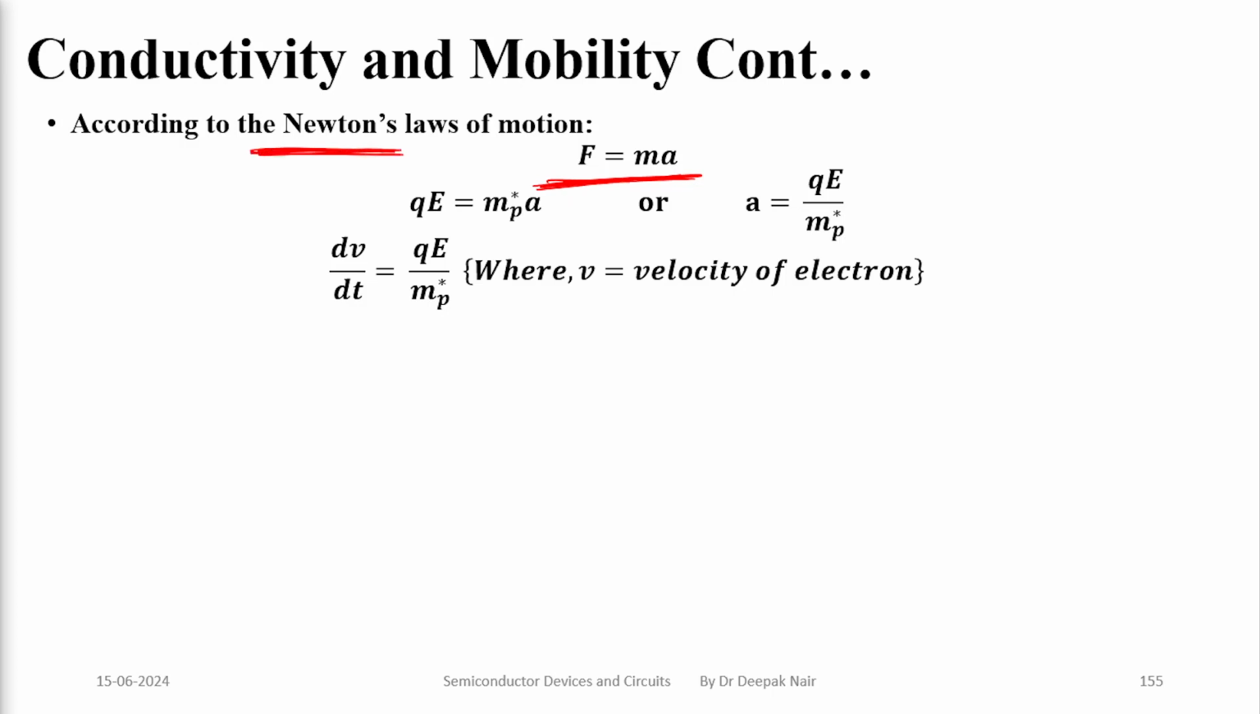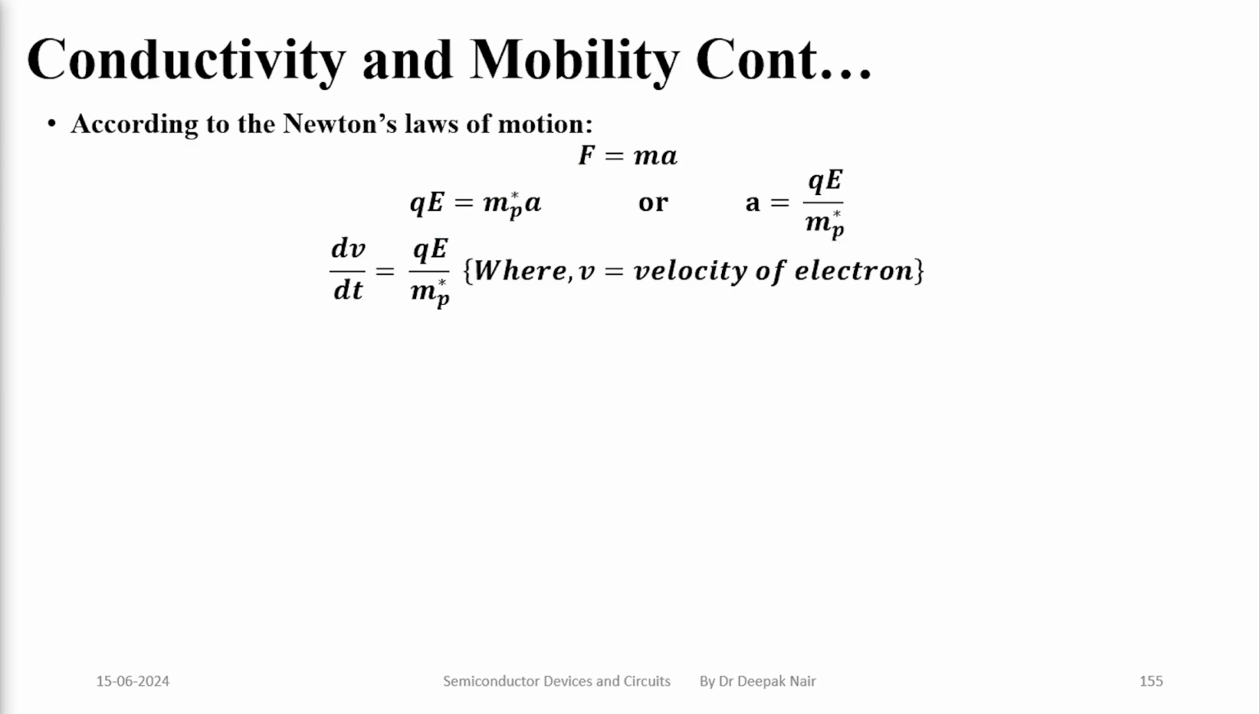Let us substitute some values. F can be represented by Q into E. Here the force is applied due to the presence of the electric field. So net force is given by Q into E. Instead of M, we will represent the effective mass m_p* of the charge carrier, and acceleration is given by a. So if we reshuffle this equation, acceleration a is given by QE upon m_p*.